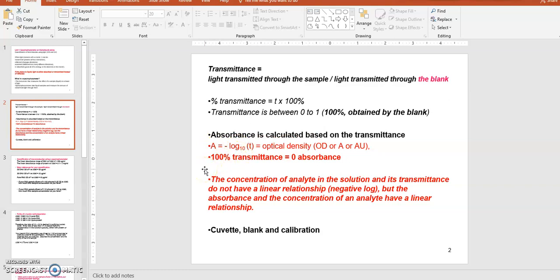Another important thing about spectrophotometry is that the concentration of analyte in the solution and its transmittance do not have a linear relationship. They have a negative log relationship. But the absorbance and the concentration of analyte have a linear relationship. So you use the absorbance of your sample to estimate its concentration. That's the principle. For your spectrophotometry assay, you should have a special sample holder. Again, that's a cuvette, which is made of a material that doesn't absorb the light by itself.